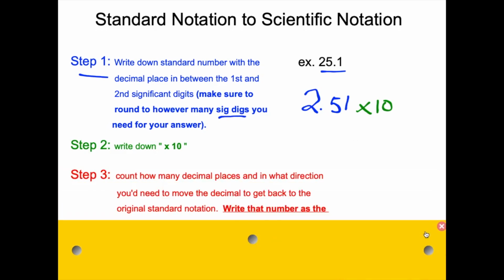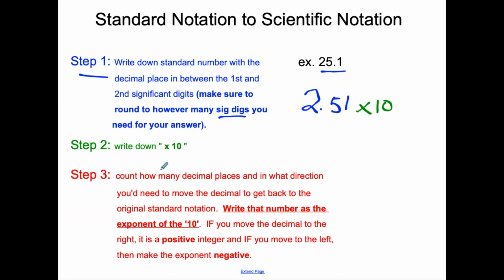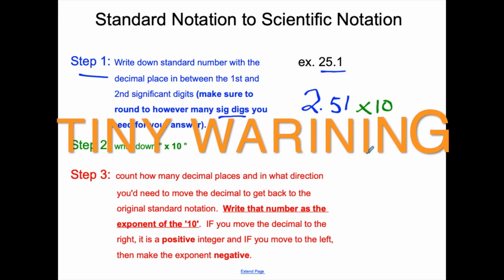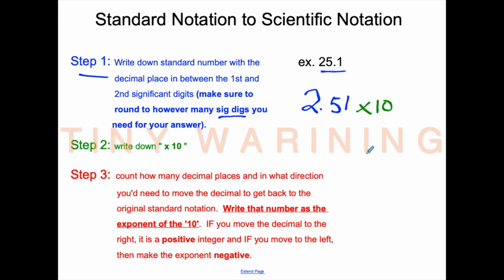Step 3 is a big one. I'm just going to cancel this shade. Count how many decimal places and in what direction you'd need to move the decimal to get back to the original standard notation. Here's where I need to put a little warning to you. Some sites on the internet want to take this number and put down a decimal direction according to this number. I am always going to be looking at what the exponent does.